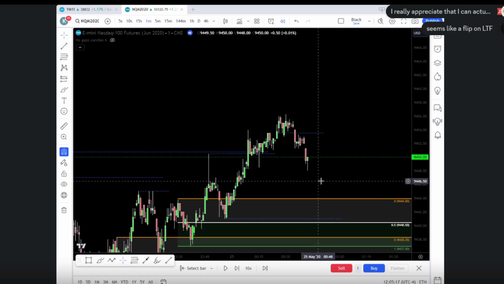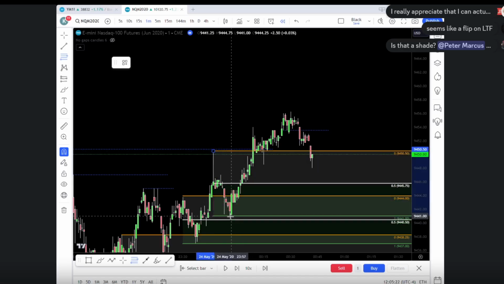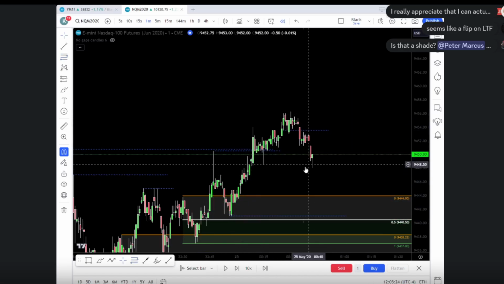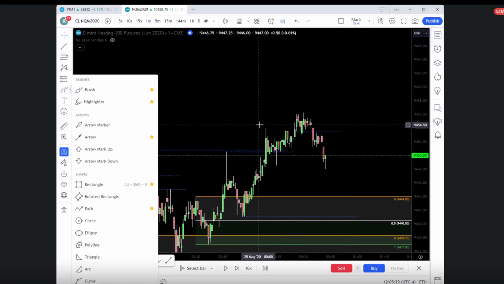Seems like a lower time frame flip. That's cool. That's possible. Yes. Some people identified this as the zone. This would be a 30% tap of that. You do have lower time frame.